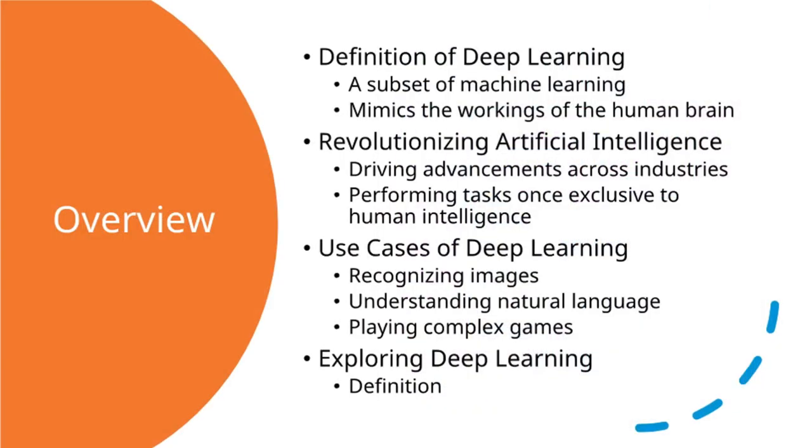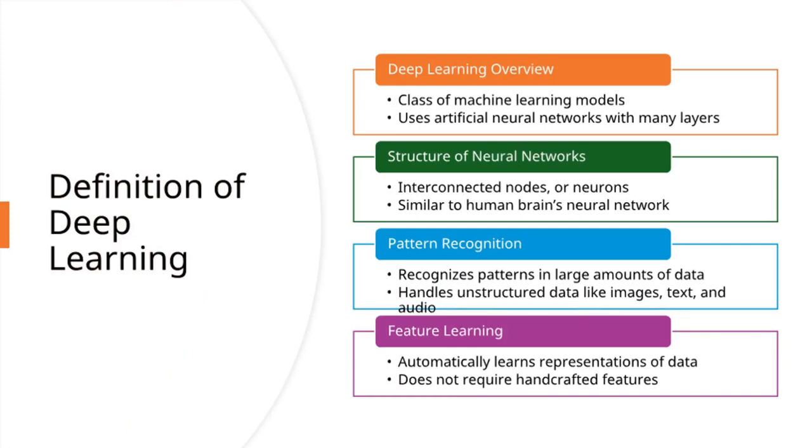Deep learning, a subset of machine learning, mimics the human brain in processing data. It drives advancements in AI, allowing machines to recognize images, understand natural language, and play complex games. This article explores deep learning's definition, use cases, advancements, and tools. Deep learning models use artificial neural networks with many layers to recognize patterns in large datasets. These models automatically learn data representations through feature learning, eliminating the need for handcrafted features.